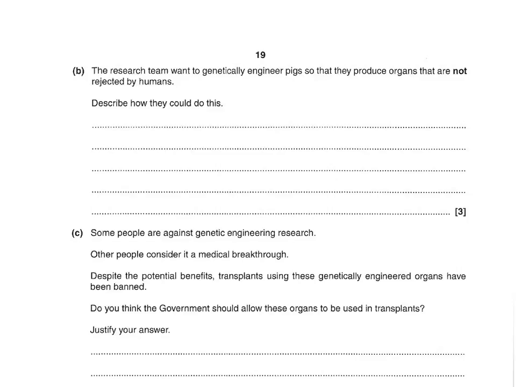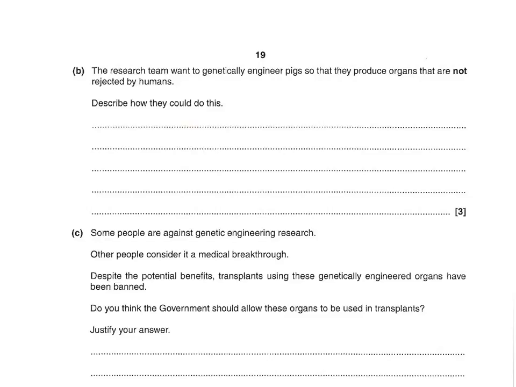And the next question says the research team want to genetically engineer pigs so that they produce organs that are not rejected by humans. Describe how they could do this. So 3 marks, any 3 from these points. You could say that they identify or select the gene for human tissue types. You could say that they then isolate this gene. You could then say that they insert or splice this gene into the pig embryo, and then they replicate the genes or cells, and then they check cells for the expression of the gene. So that's 5 different points, so 3 out of those 5.